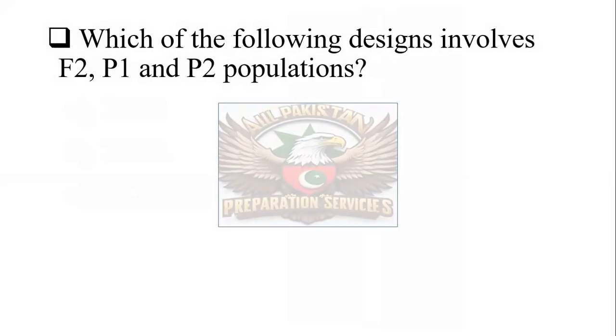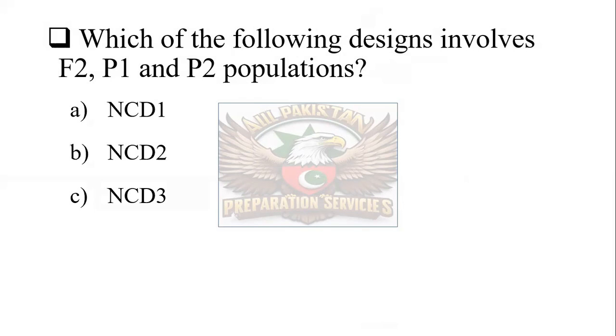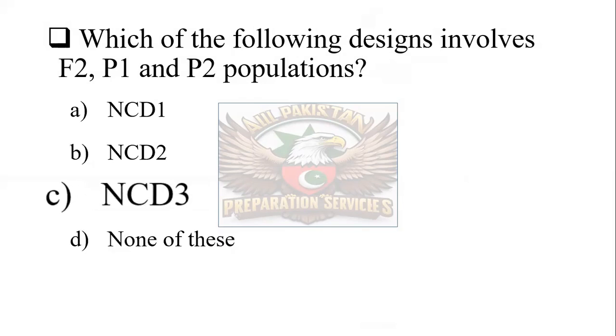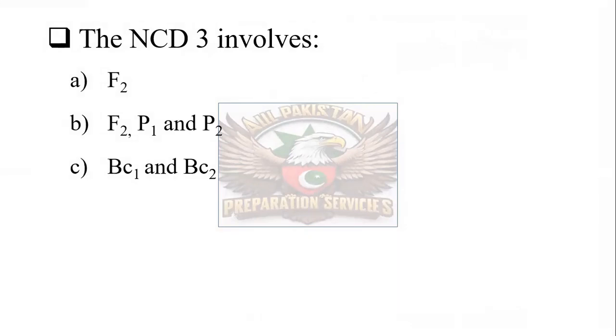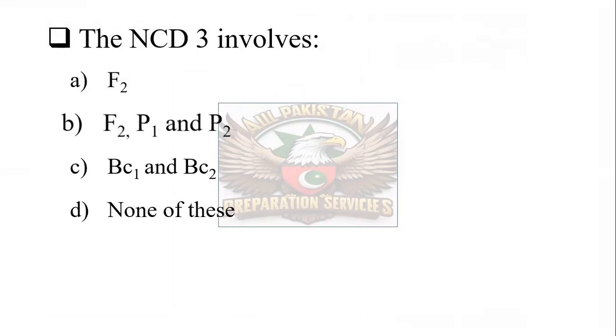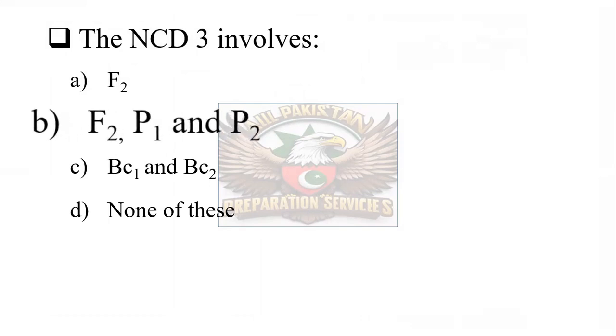Our next question is, which of the following designs involves F2, P1, and P2 populations? NCD1, NCD2, NCD3, or none of these? The correct one is NCD3. NCD3 design involves F2, parent 1 and parent 2 populations. NCD3 involves F2, P1 and P2, BC1 and BC2, or none of these, and the correct one is F2, P1 and P2. NCD3 involves F2, P1 and P2.